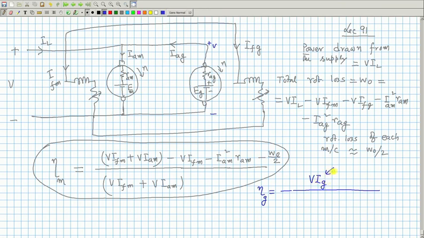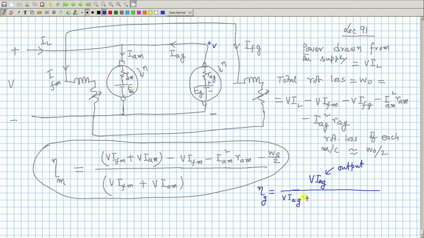This is the output power of the generator. And to this output power, you go on adding the losses to get the input power of the generator. So, output VIAG, I am sorry, VIAG is the output power. So, output plus the losses.